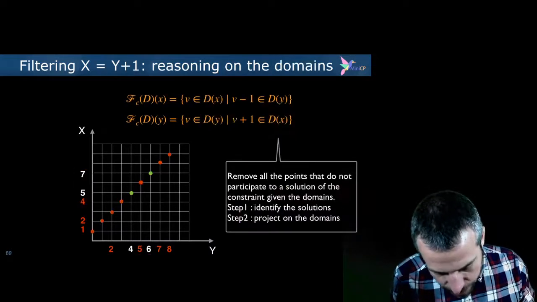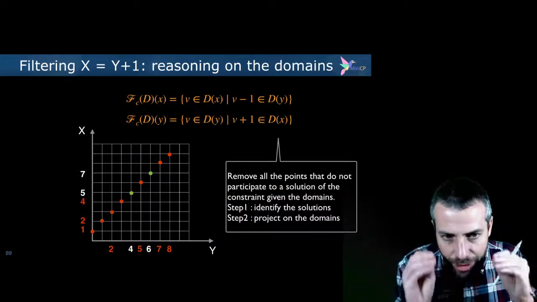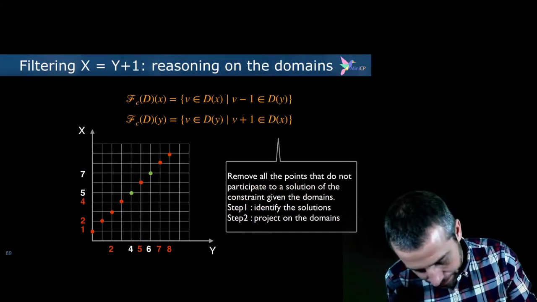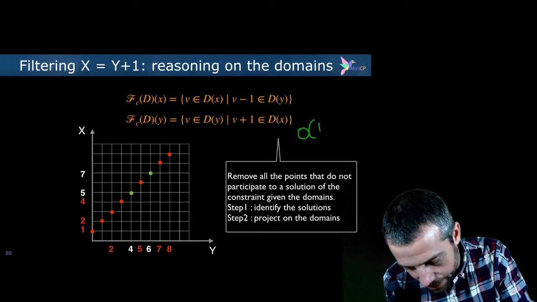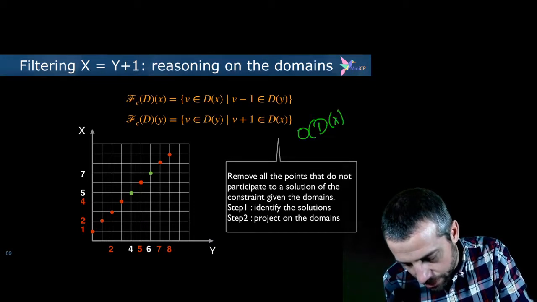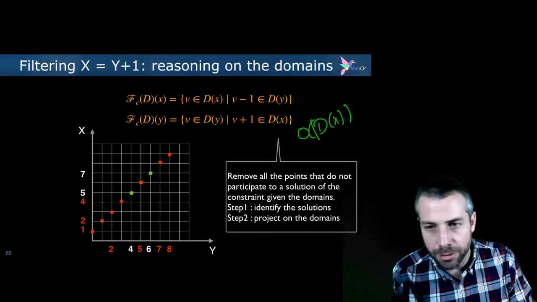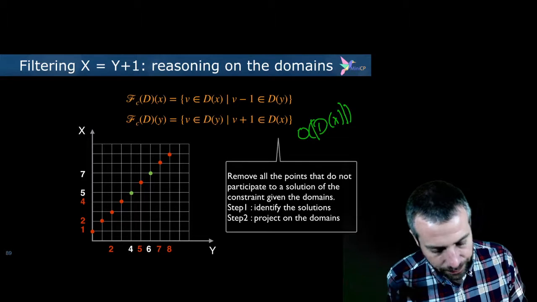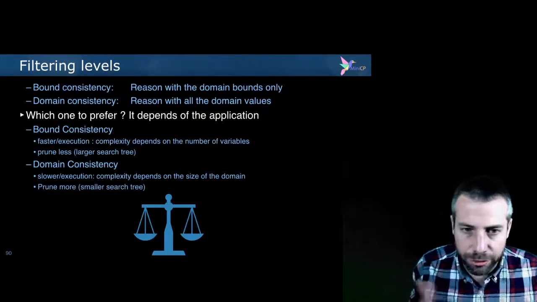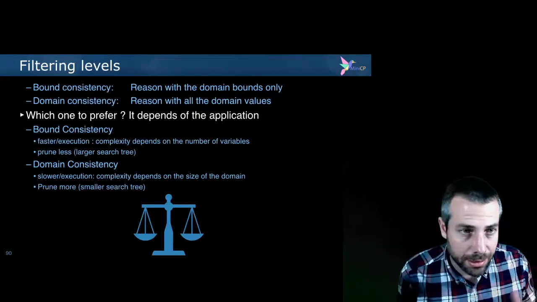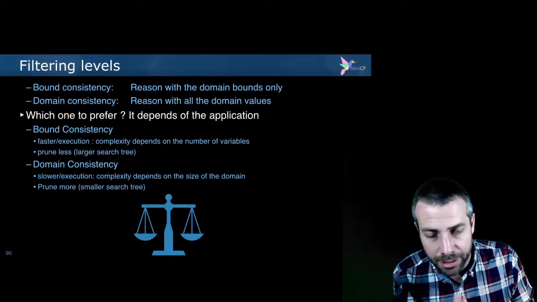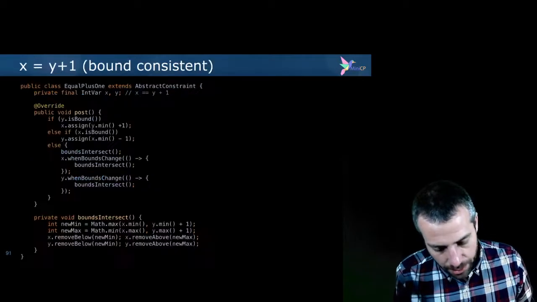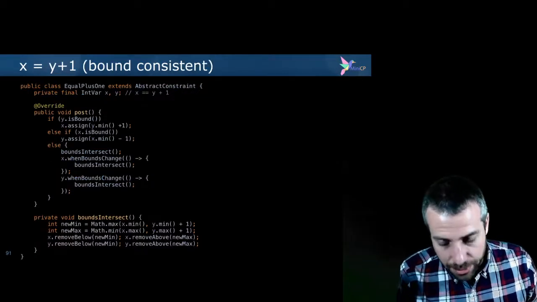If you want to do this kind of reasoning, you really need to look inside every value of the domains, and this is more expensive. It may take a time complexity that is in the order of the size of the domain of x. So this is more costly. This is not necessarily constant time. And so it's always a trade-off between the computational time that you want to spend in every constraint and the kind of filtering that you can do. So this is a trade-off.